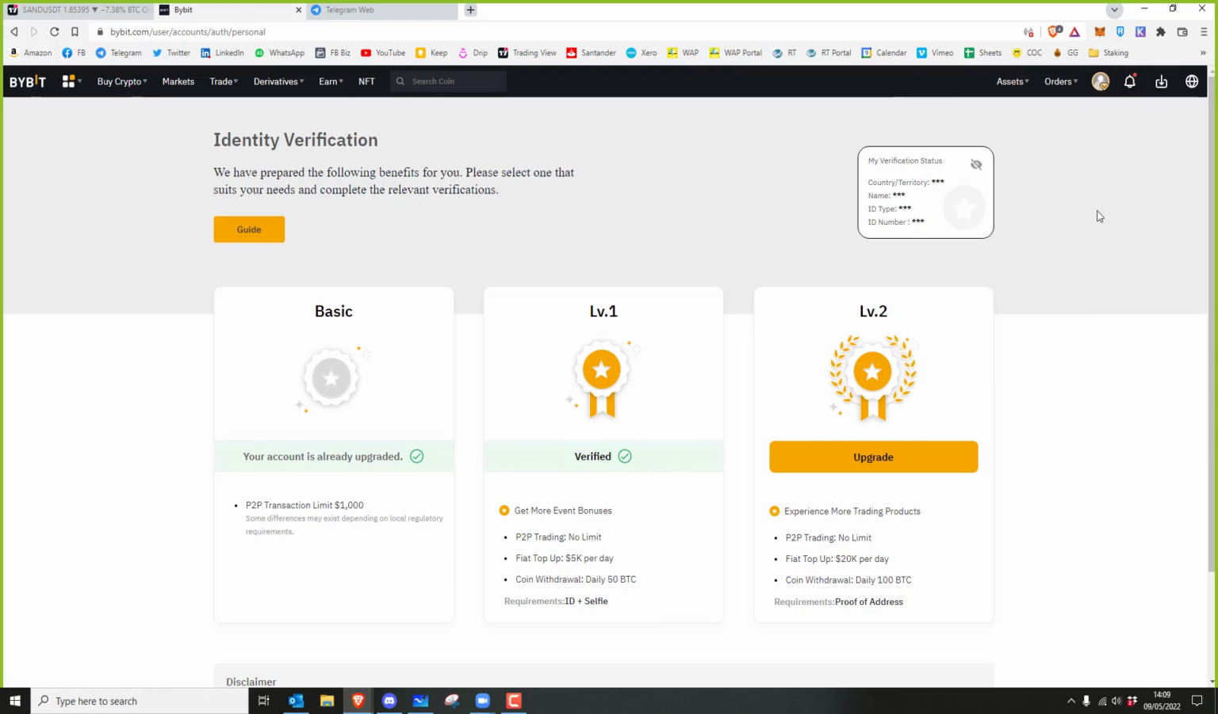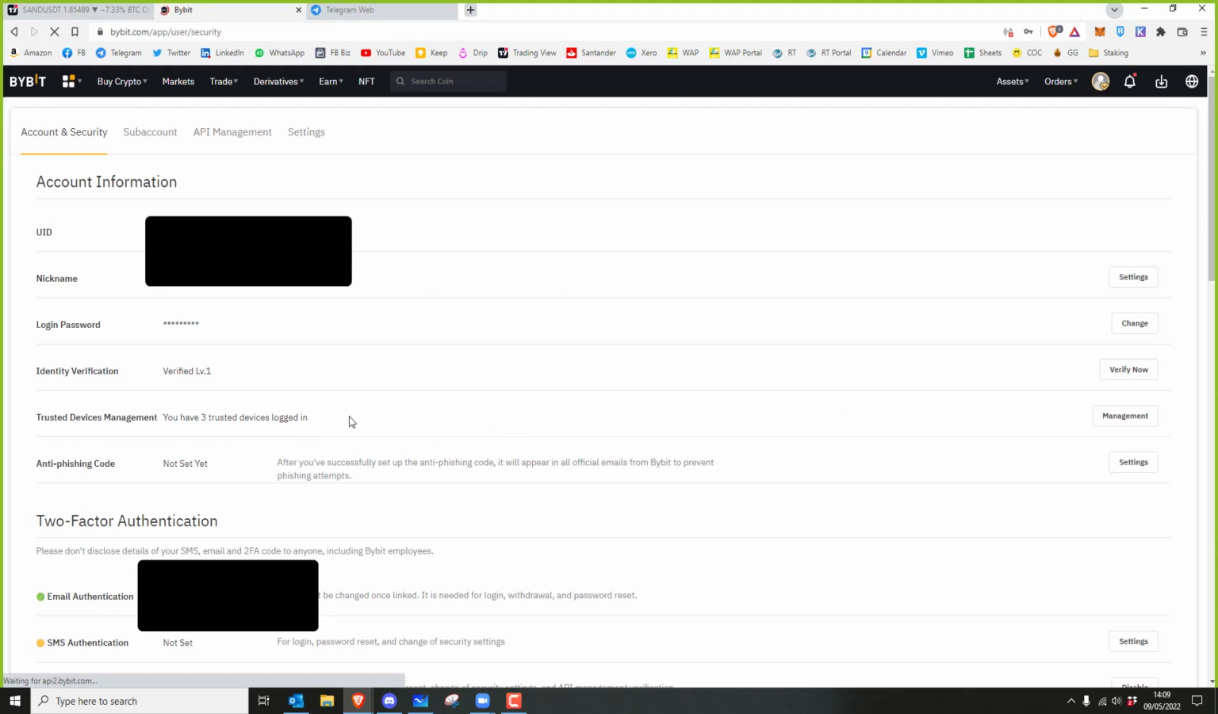But anyway, let's go back to account settings. All of it is pretty straightforward. Yeah, I have 3 trusted devices logged in. That's my mobile phone, my crypto designated laptop when I'm doing business trips, and my main station where I'm talking right now.